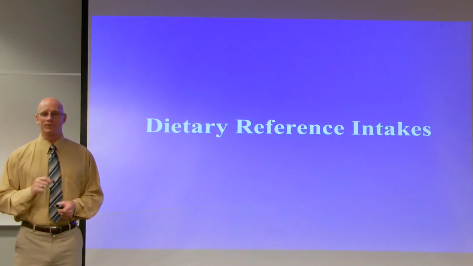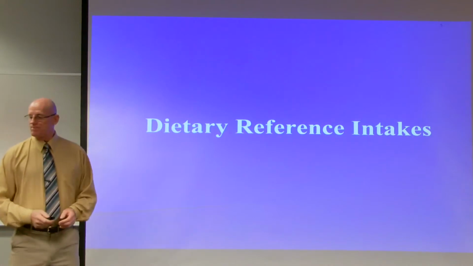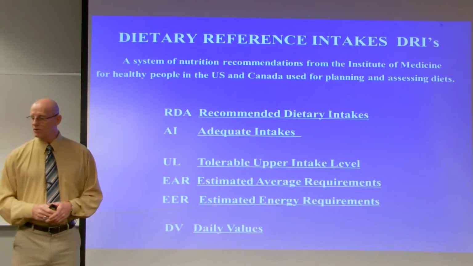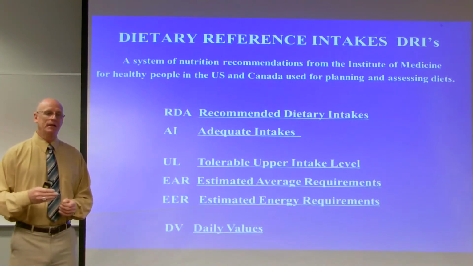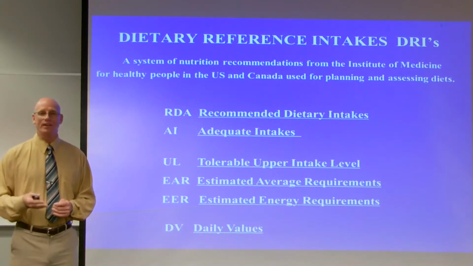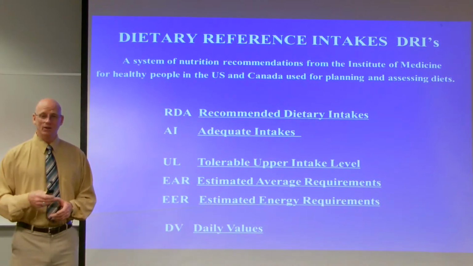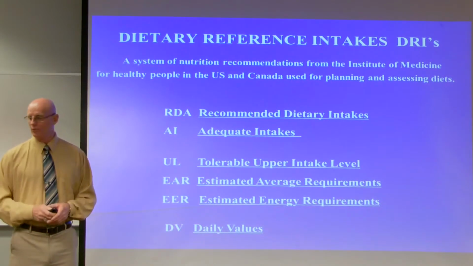Okay, now I want to go over the dietary reference intakes. The DRIs, dietary reference intakes, are a system of nutrition recommendations from the Institute of Medicine for healthy people in the U.S. and Canada, and they're used for planning and assessing diets. First, we're going to start with the RDAs, the recommended dietary allowances, then adequate intakes. I have a little chart I would like to show you to compare both the RDAs and the AIs, and then we're going to look at tolerable upper level intakes, estimated average requirements, estimated energy requirements, and the daily values that are on food labels, and I'll cover that when we go over the food labels.